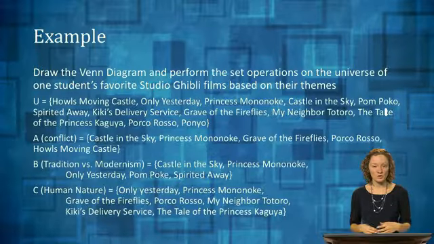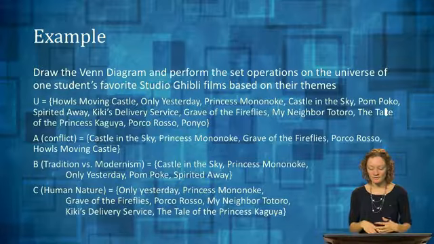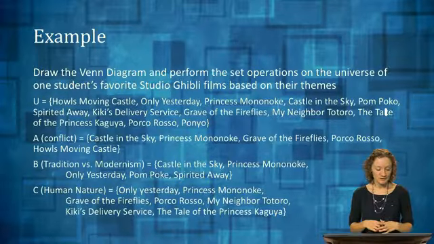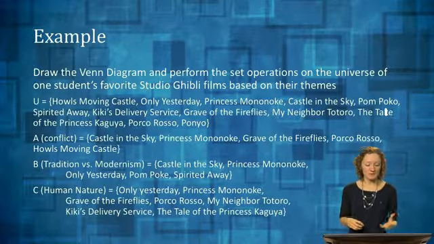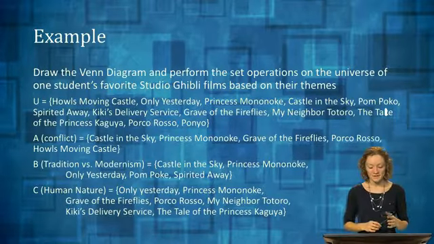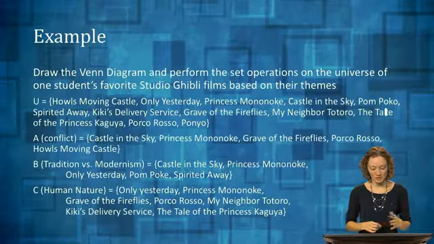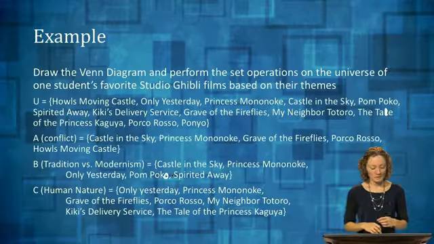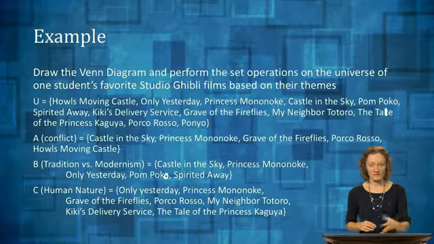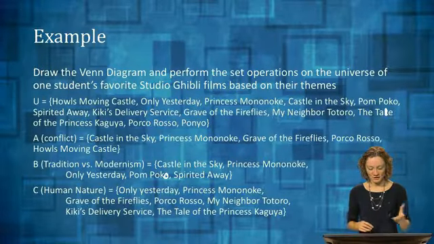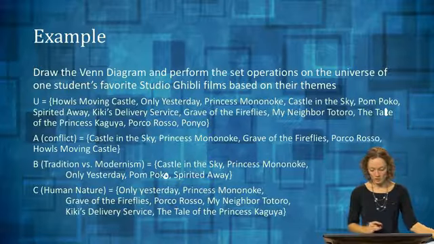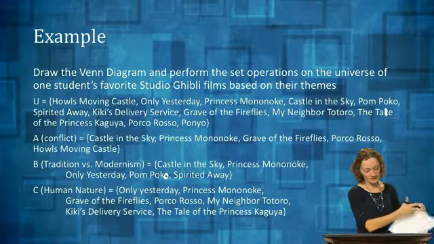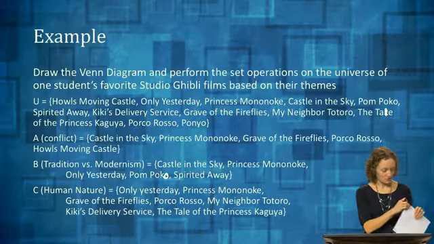Set A contains all the movies that have a theme of conflict: Castle in the Sky, Princess Mononoke, Grave of the Fireflies, Porco Rosso, Howl's Moving Castle. Set B contains all the movies with a theme of tradition versus modernism: Castle in the Sky, Princess Mononoke, Only Yesterday, Pompoko, and Spirited Away. And then set C contains all the movies that are about human nature: Only Yesterday, Princess Mononoke, Grave of the Fireflies, Porco Rosso, My Neighbor Totoro, Kiki's Delivery Service, The Tale of Princess Kaguya.